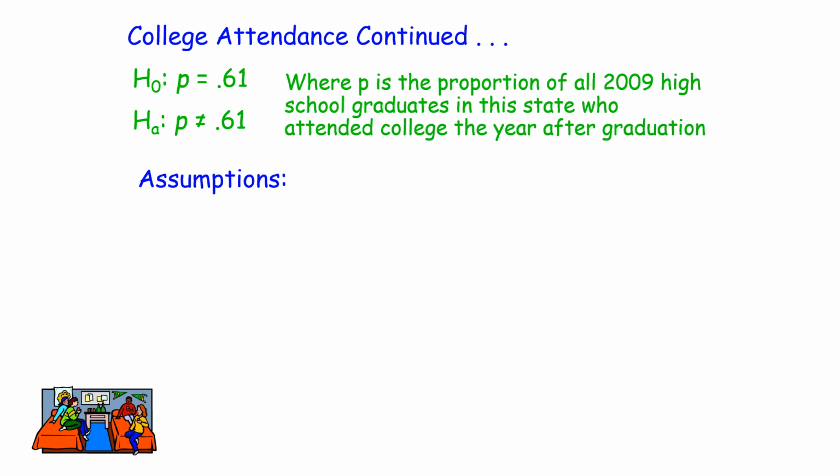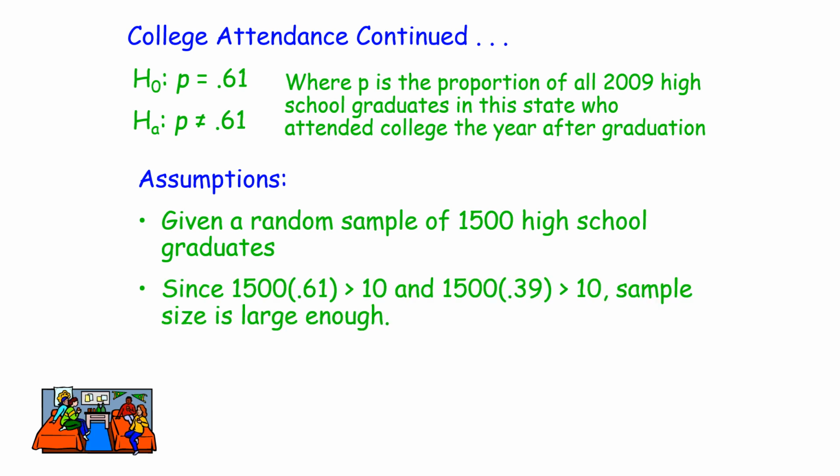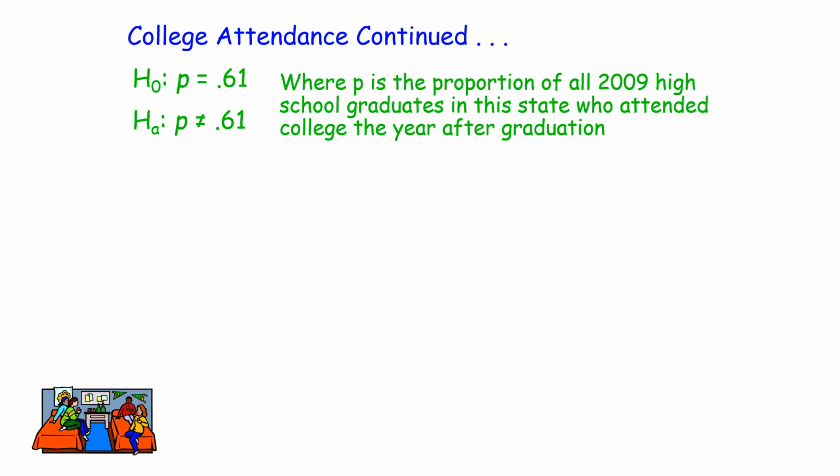So, assumptions. We have to make sure everything's been met. We were given a random sample of 1,500 high school students, so that checks that box. Because 1,500 times 0.61 is greater than 10, and 1,500 times 0.39 is greater than 10, our sample size is large enough. So now we just need to check our third condition. Our population size is much larger than our sample size. So we're now good to continue on.